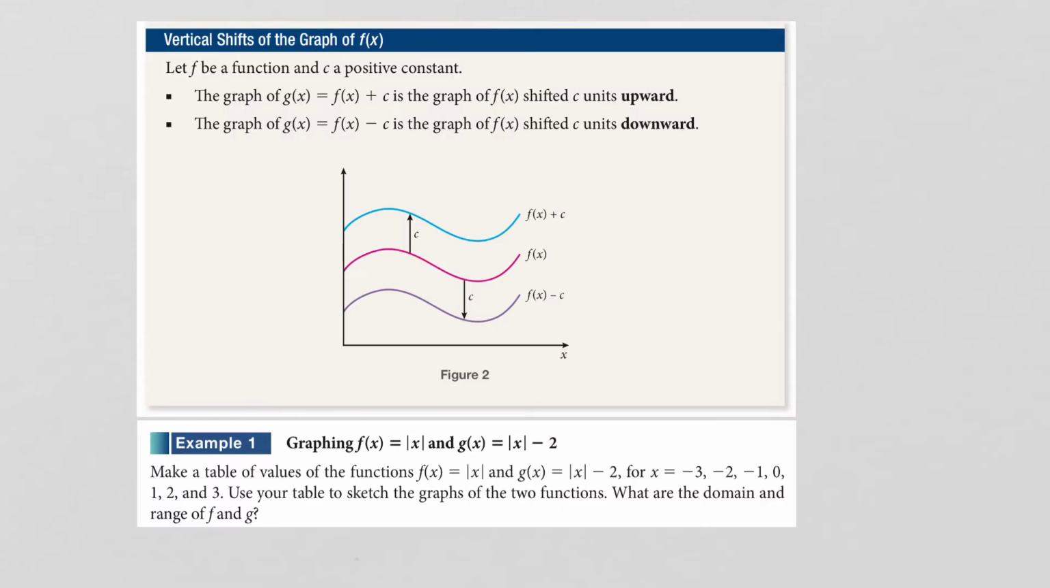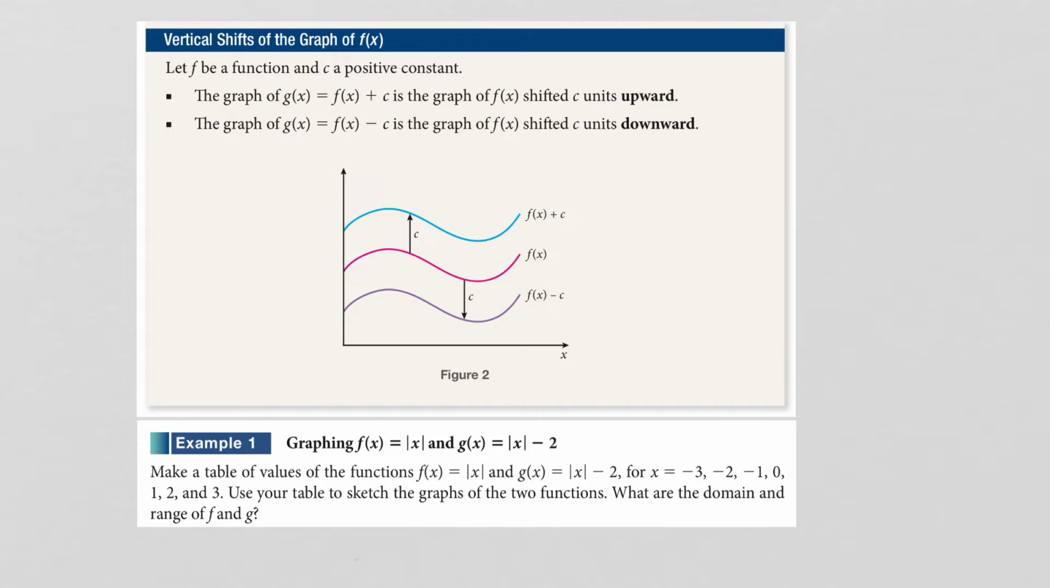First, let's discuss vertical shifts of the graph of a function. Suppose we know that the graph of f of x looks like this. If you want to graph f of x plus a positive constant c, that is going to shift the graph upward by c units. And if you do f of x minus c, that will shift the graph downward c units.